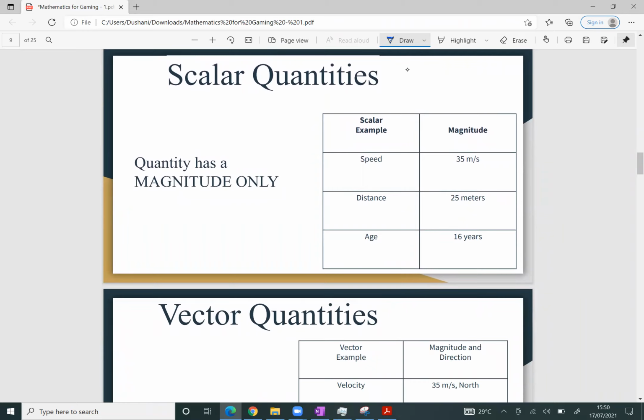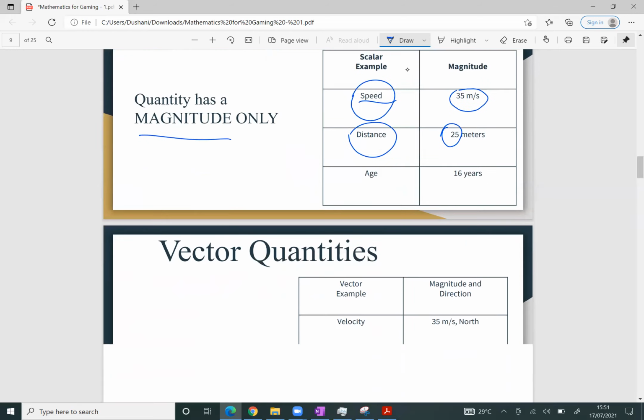Let's talk about scalar quantities and vector quantities. When we talk about scalar quantities, these have a magnitude only. For example, speed or distance or age. We know that they have only a magnitude. There is no direction as such which we can accumulate to this amount.